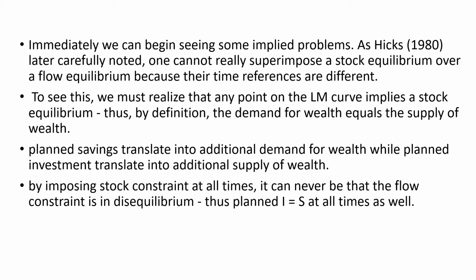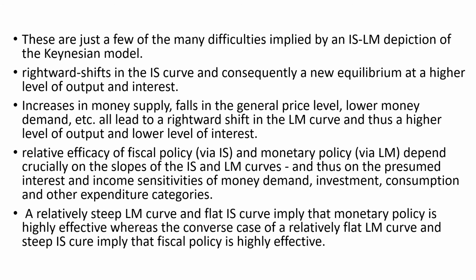So we must realize that a point on the LM curve implies a stock equilibrium. Thus, by definition, the demand for wealth equals the supply of wealth. Planned savings would translate into additional demand for wealth, and planned investment would translate into additional supply of wealth. This is by superimposing the stock constraint all the time. It can never be that the flow constraint is in disequilibrium, so planned investment equals saving at all times as well. These are just a few of the many difficulties implied in the ISLM depiction of the Keynesian model.